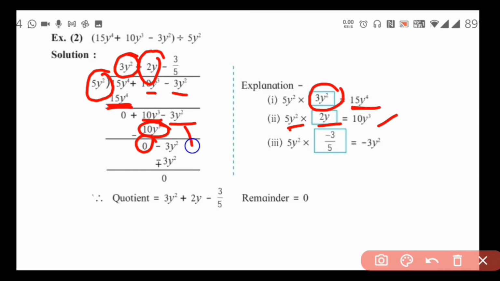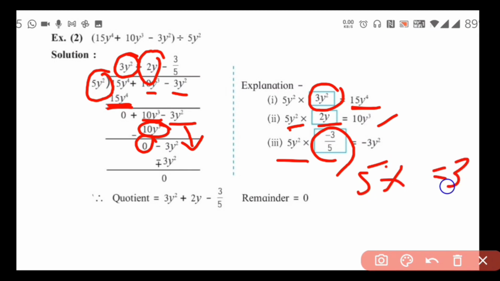Now we write down the third term, which is the remaining term, in the third step, that is minus 3y square. Now again what we have to check? 5y square multiplied by what? Answer should be minus 3y square. So y square is already there. We have to check that 5 multiplied by what? Answer should be minus 3. So 5 multiplied by minus 3 upon 5, answer will be minus 3, because this 5 will get cancelled. So 5y square multiplied by minus 3 upon 5 is equal to minus 3y square.